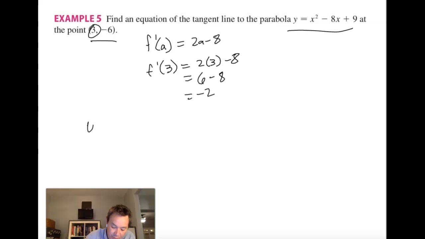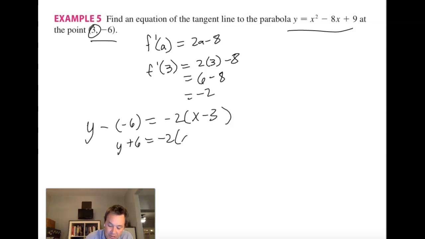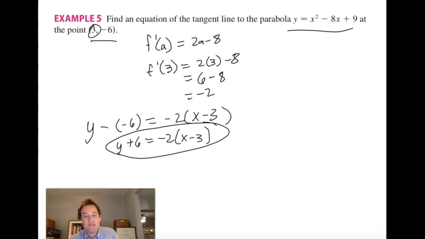So then the equation of the tangent line is y minus the y-coordinate equals the slope times x minus the x-coordinate. Just clean it up a little bit. That's y plus 6 equals negative 2 times x minus 3. And that's my claim. That's the equation of the line tangent to the point 3, negative 6 for that parabola.